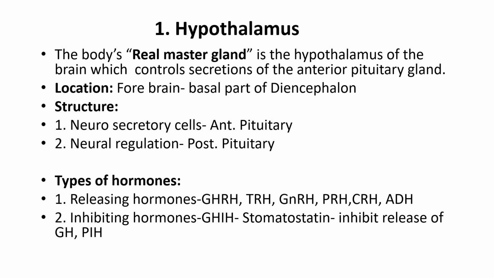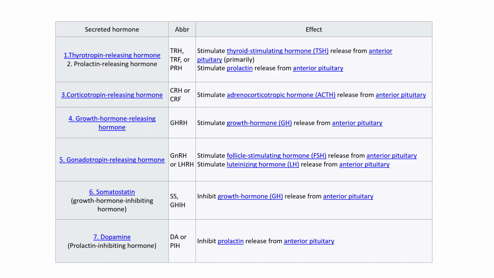Releasing hormones stimulate production of hormones from the anterior pituitary gland. That is growth hormone releasing hormone, thyroxine releasing hormone, gonadotropin releasing hormone, prolactin releasing hormone, corticotropin releasing hormone, antidiuretic hormone. And then inhibiting hormones, they inhibit secretion of hormones. So they are growth hormone inhibiting hormone, also called somatostatin, which inhibits release of growth hormone. Then prolactin inhibiting hormone. So these are the hormones secreted by the hypothalamus.